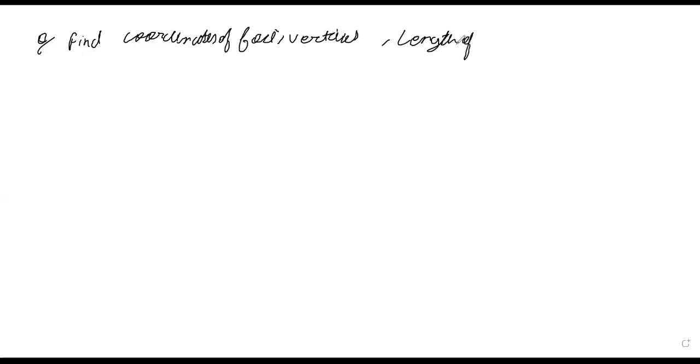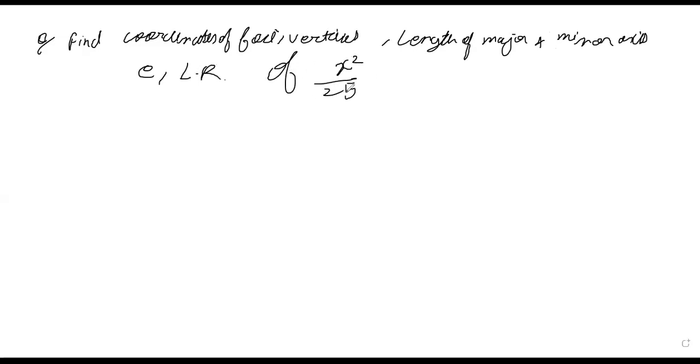So this is the first question. Find the coordinates of foci, vertices, length of major and minor axis, eccentricity, and latus rectum of the ellipse x square upon 25 plus y square upon 9 equals to 1.